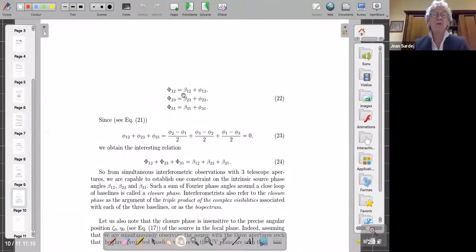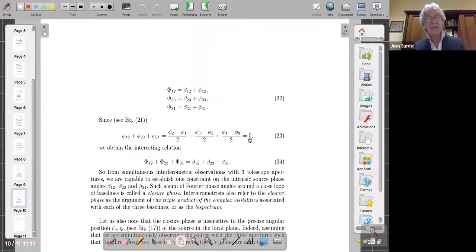So you could say, okay, the phase shift affecting the fringes between aperture 1 and 2 is composed of an intrinsic source phase shift, plus the atmospheric piston phase shift. And you do the same between telescope 2 and 3, and between telescope 3 and 1. And then what you see is that if you co-add phi 1,2 plus phi 2,3 plus phi 3,1, you remember that phi 1,2 was phi 2 minus phi 1 divided by 2, and if you co-add these three, you find that it is equal to 0.